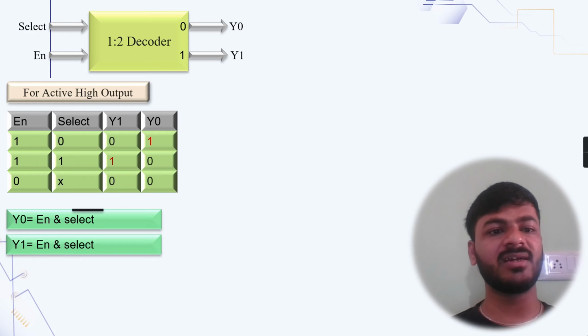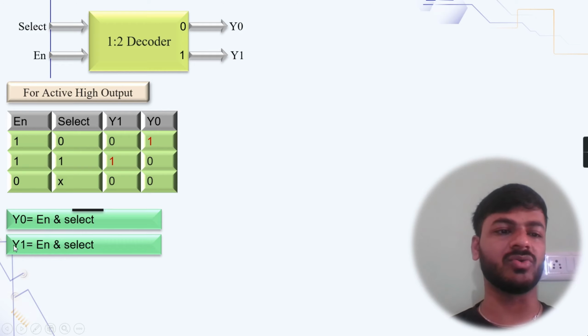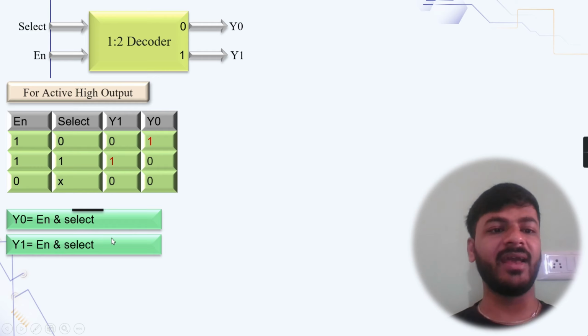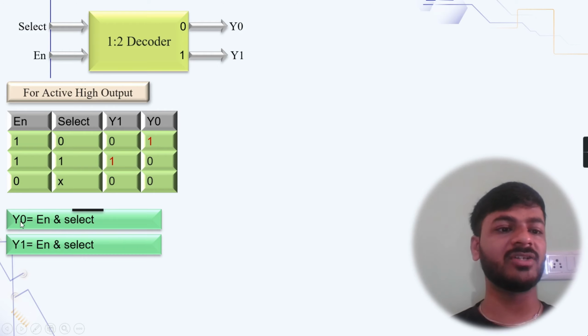So consider if select is 0, so due to this not, it will be high. So enable is already high, so 1 and 1, my Y0 is 1. That time Y1 will be low because select is 0. And truth table says that if any input is 0, then output is 0. So Y1 will be 0. Okay, when select is high, so that time due to this not, select will become 0. So Y0 will be low and Y1 will be high.